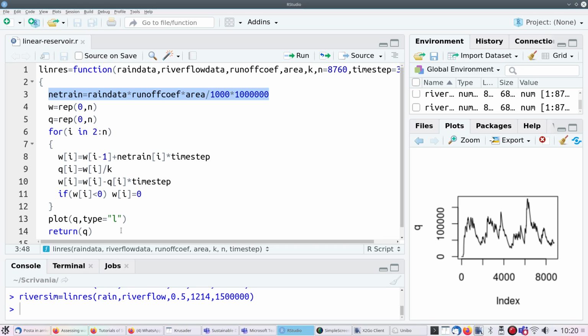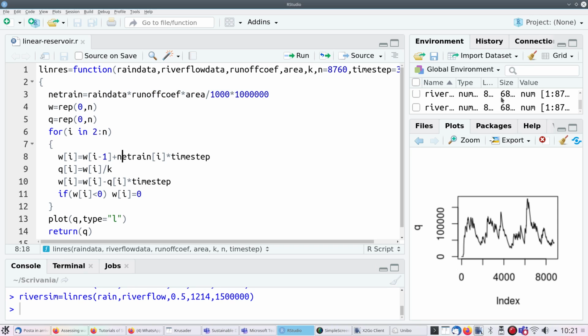Sorry, Massimiliano, the area input is in meters. No, I think 1214 is square kilometers from the exercise. So I think it's okay. It's okay. I don't think it is wrong here. But just let me continue.